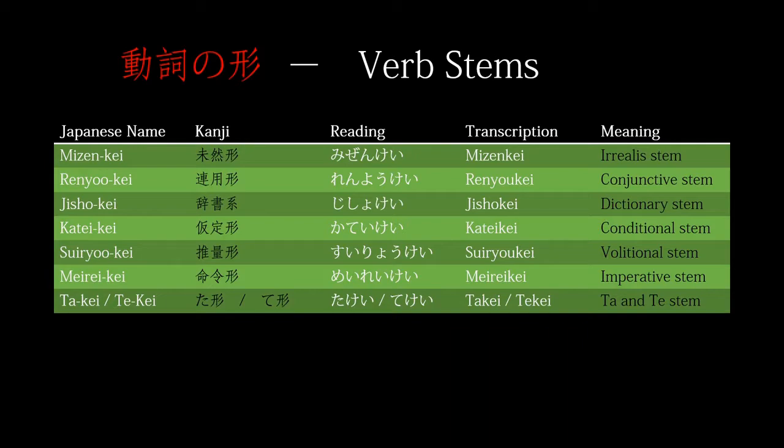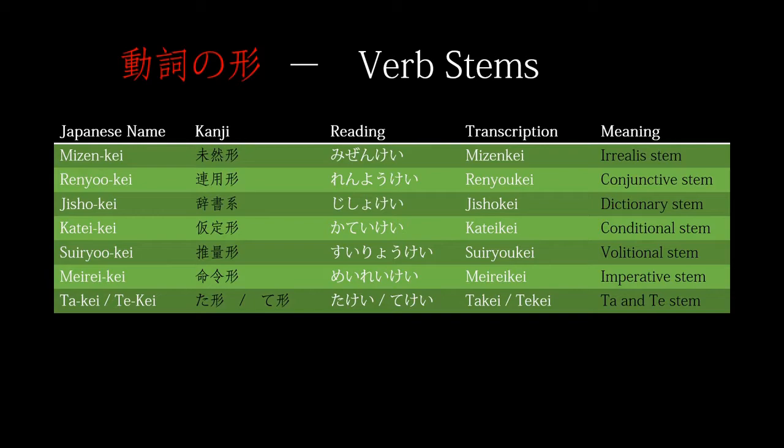The Mizen stem is what I like to call the MPC form, since it is commonly used in negation, passive, and causative. After that, the Renyo stem is the famous Masu form's stem, and it is also used to form desires as well as to act as a conjunction between clauses, so you can say that it is a rather flexible stem with a variety of usages.